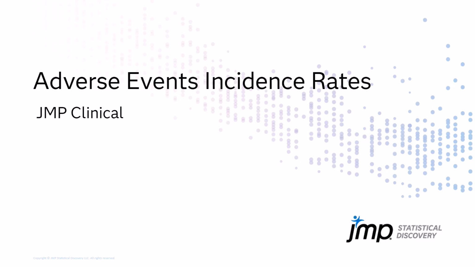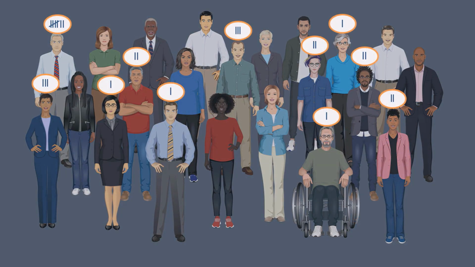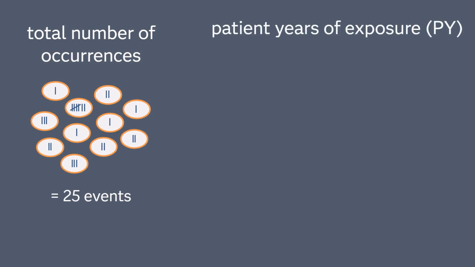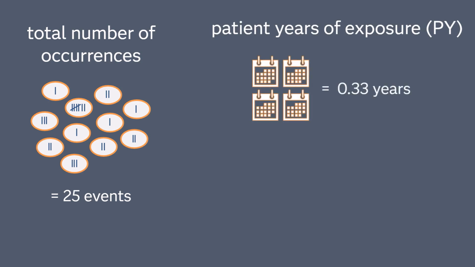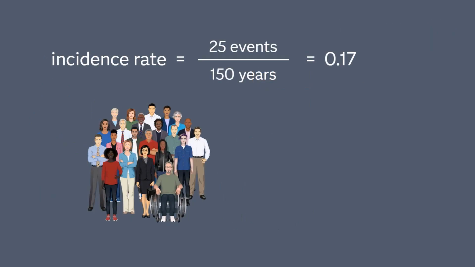In this tutorial, we'll be covering the Adverse Events Incidence Rates report. This report calculates the counts of adverse events as well as the incidence rates. Incidence rates are calculated as the total number of occurrences of a given event, say 25, per patient years of exposure. For example, a 4-month study of 450 patients would be equivalent to 150 patient years. The incidence rate for the event would be the number of occurrences divided by 150.